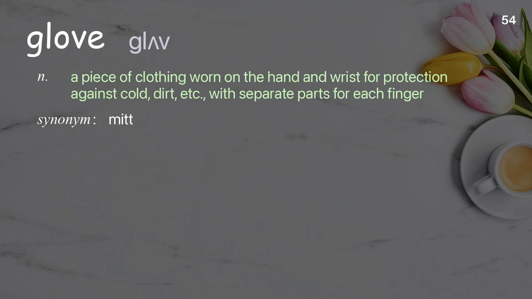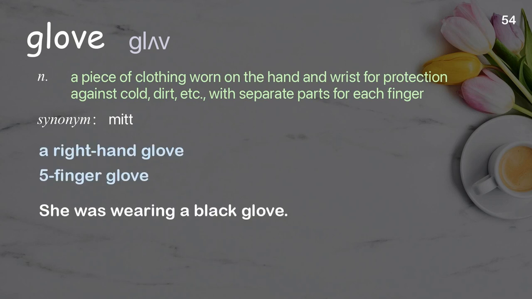Glove: a piece of clothing worn on the hand and wrist for protection against cold, dirt, etc., with separate parts for each finger. Examples: a right-hand glove. Five-finger glove. She was wearing a black glove.